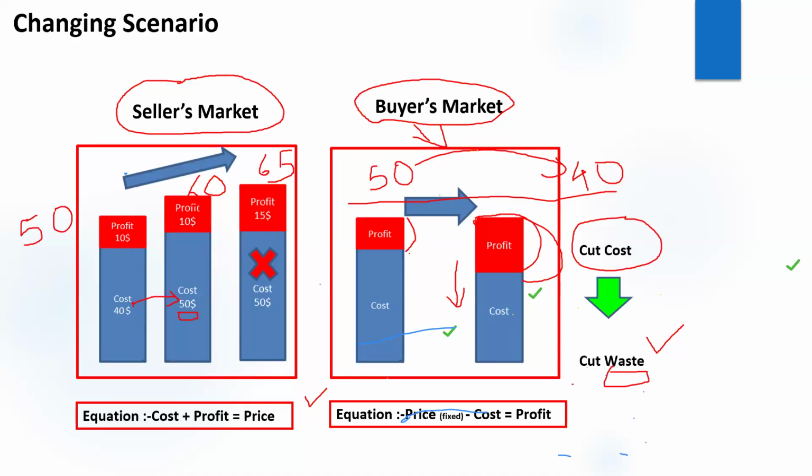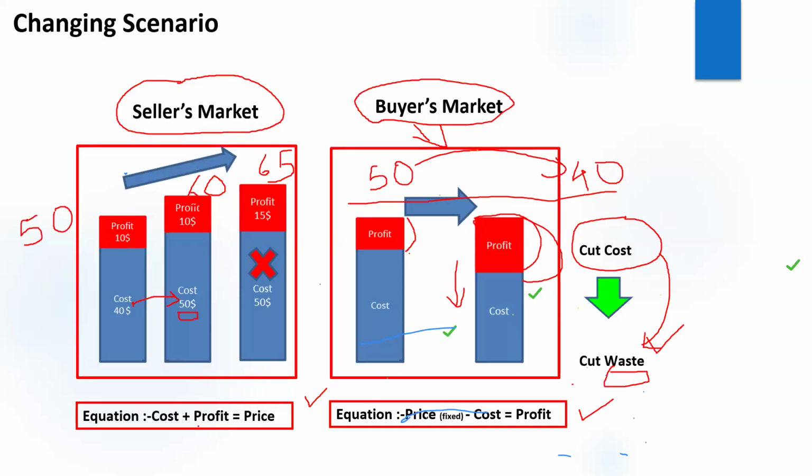So we have only one option, to cut cost. And I'm saying instead of cutting cost, cut the waste. And if you cut the waste, there will be more profit. So that is the condition. Earlier it was the seller's market. The equation is cost plus profit is equal to price. The equation mathematically is the same: price minus cost is equal to profit. Mathematically, these two equations are the same.